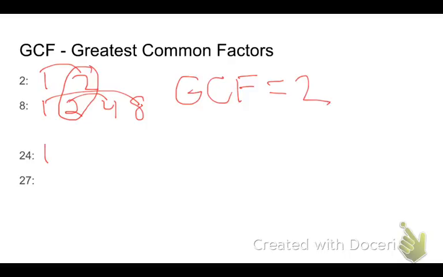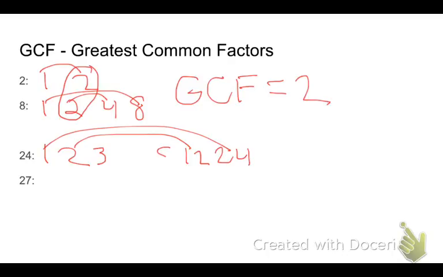Factors for 24: 1 and 24, 2 and 12, 3 times 8, 4 times 6, 5 times nothing, and then I'm back to 6 times 4. So I start to repeat.